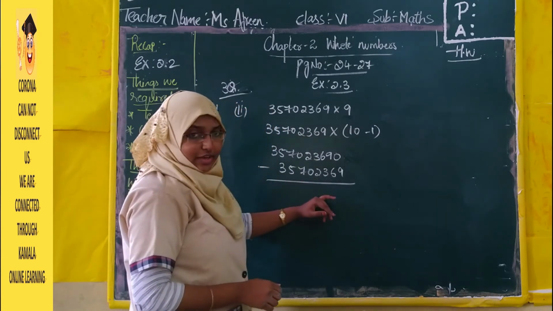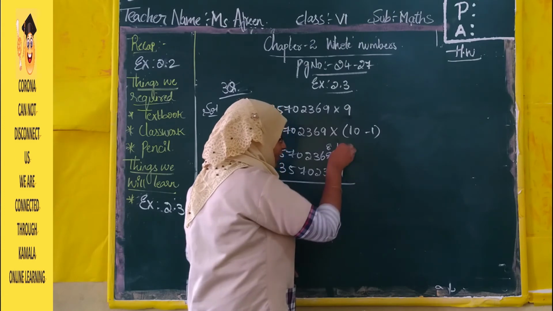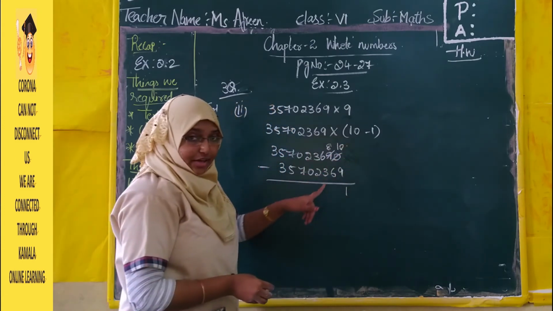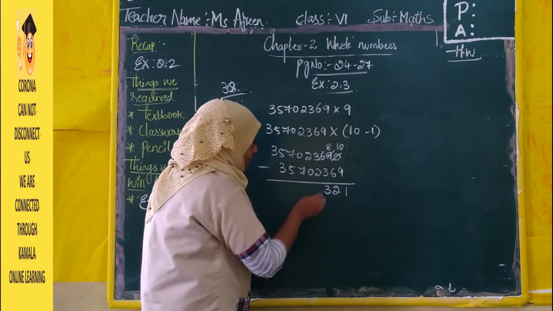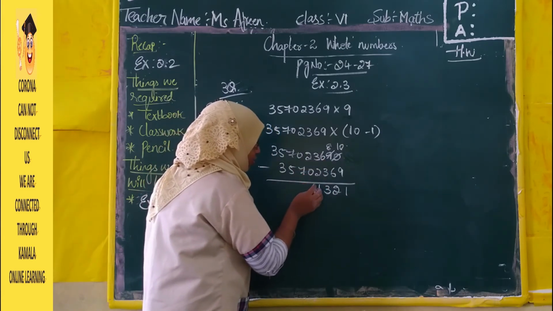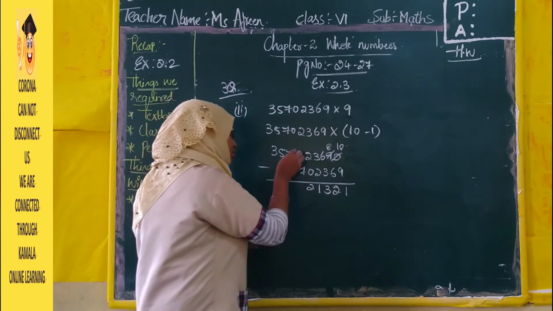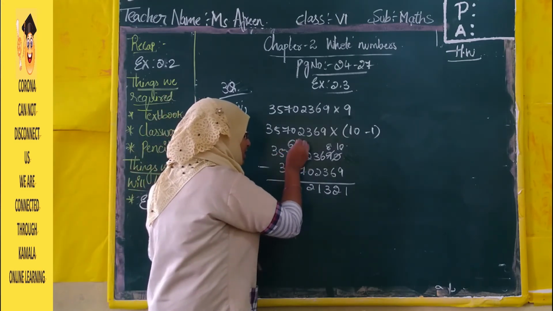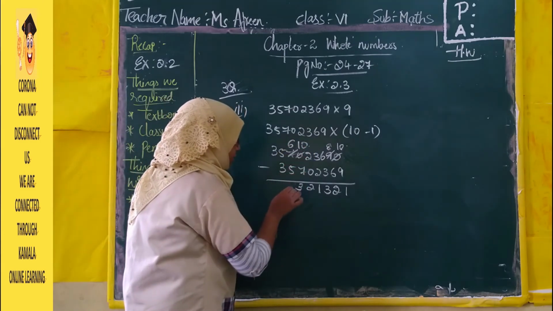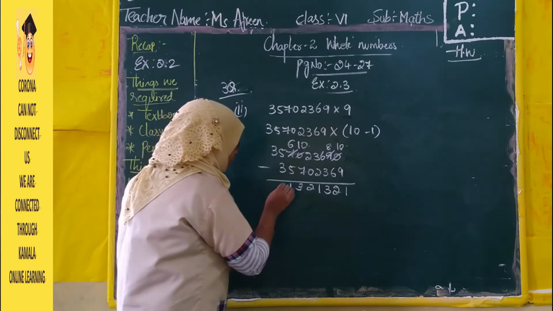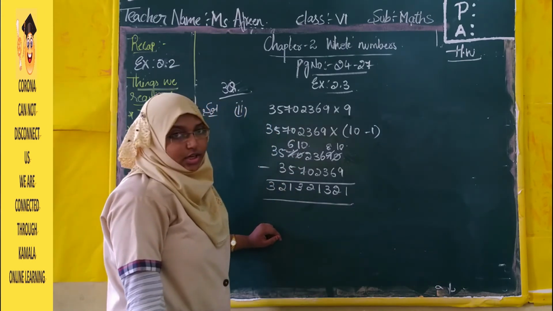0 minus 9. We cannot subtract 9 from 0, so we will borrow from here. This will be 8. This will be 10. 10 minus 9 is 1. 8 minus 6, 2. 6 minus 3, 3. 3 minus 2, 1. 2 minus 0, 2. 7 from 0 we cannot do, so we will borrow. This is 6. This will be 10. 10 minus 7 is 3. 6 minus 5 is 1. 5 minus 3 is 2. Again 2. So the pattern is 3, 2, 1, 3, 2, 1, 3, 2, 1.